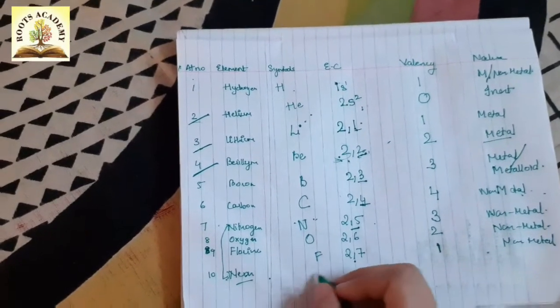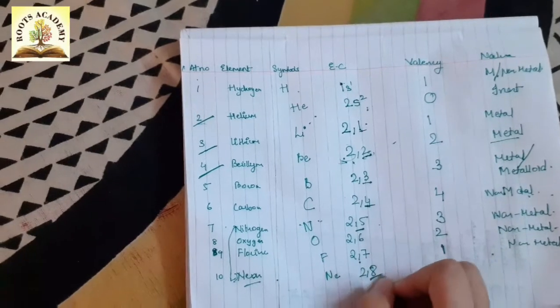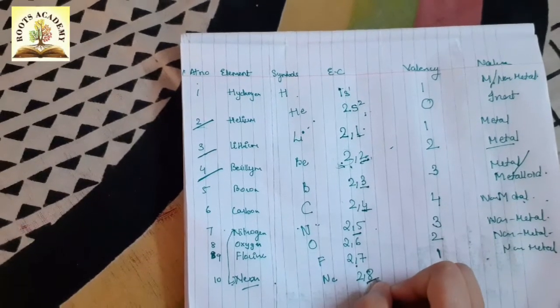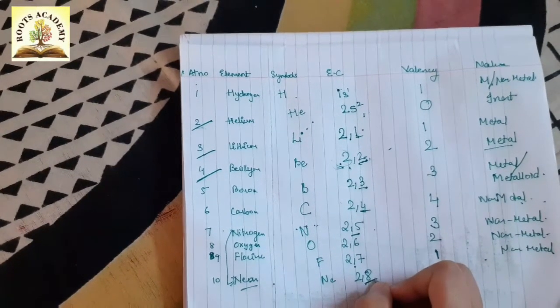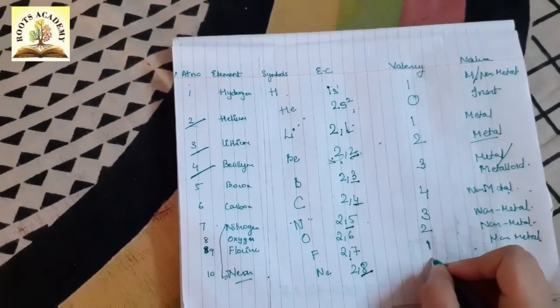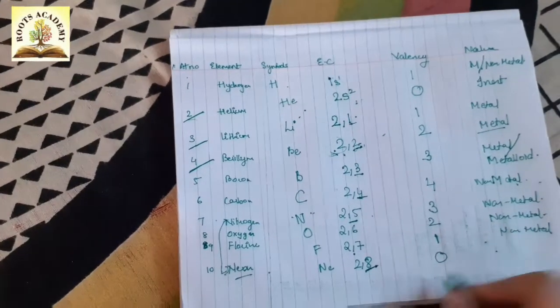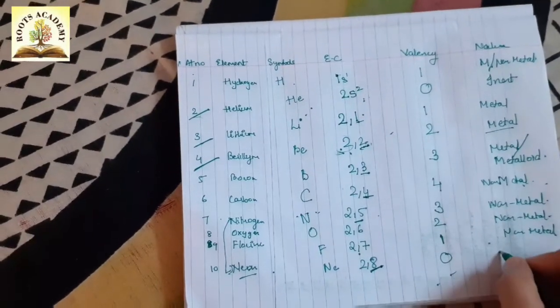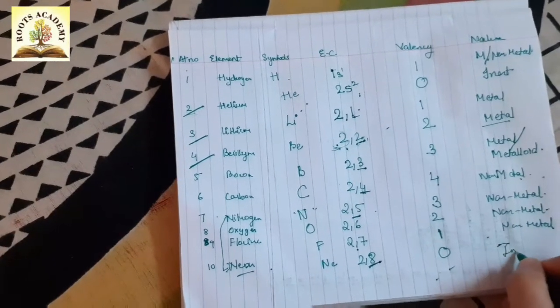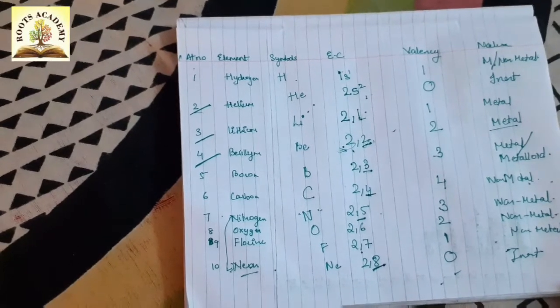Neon's symbol is Ne. Electronic configuration 2, 8. In the outermost orbit it has 8 electrons, so obviously it will not react. Valency is 0 because it is neither gaining nor donating any electron. As it is not gaining or donating, obviously it is what? Inert. So these are the first 10 elements of the periodic table.